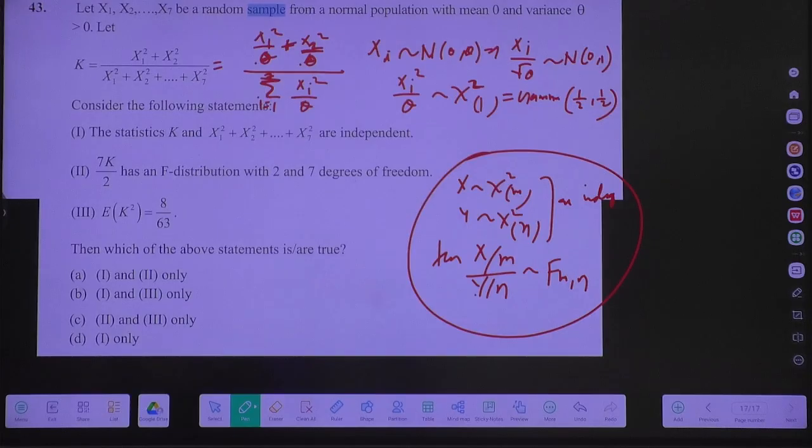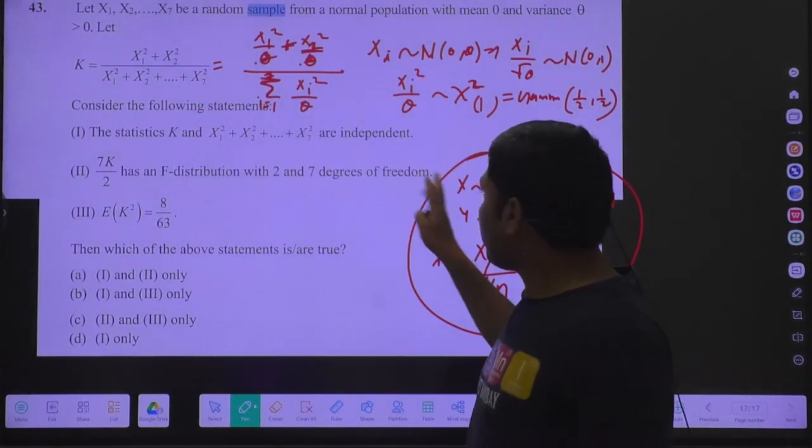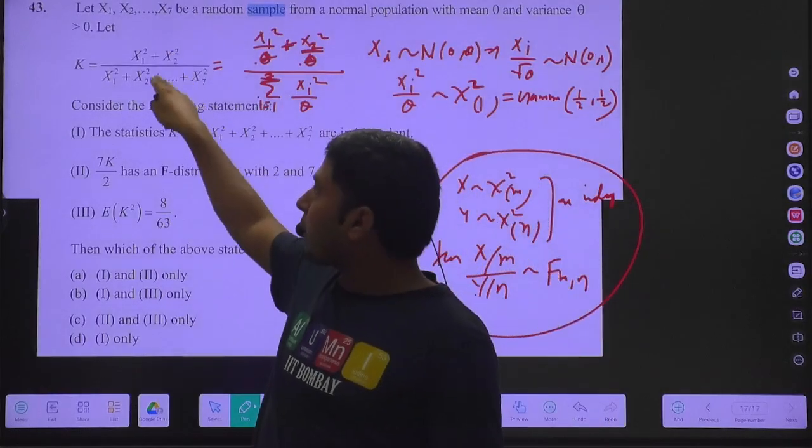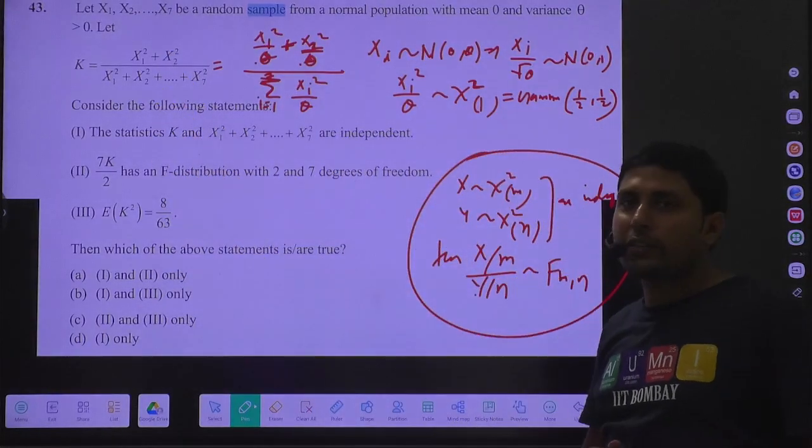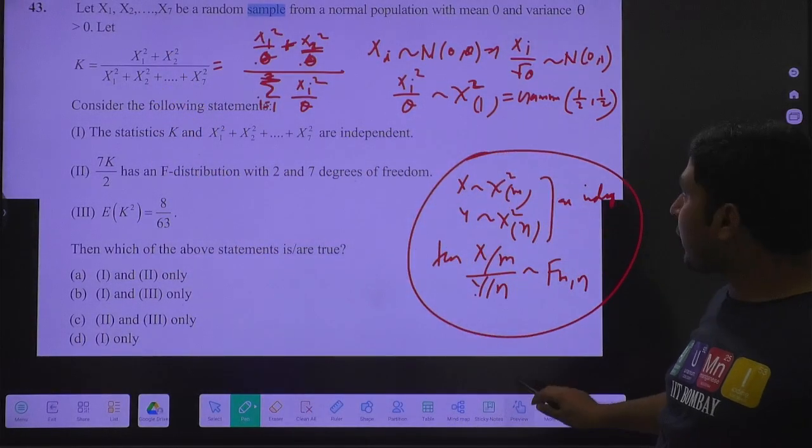Okay. So I'm saying this theorem will not work here. Why? Numerator and denominator are not independent. That's why. But what can you do? There is another theorem.